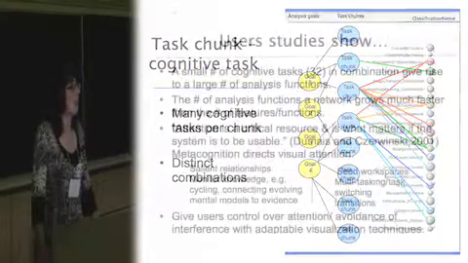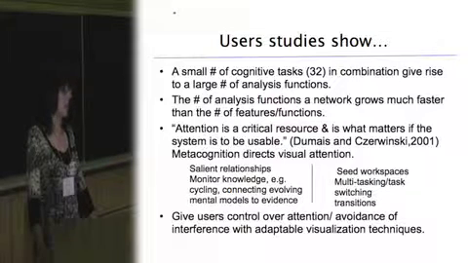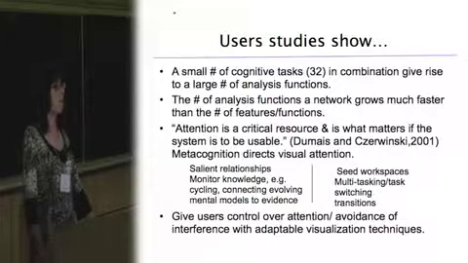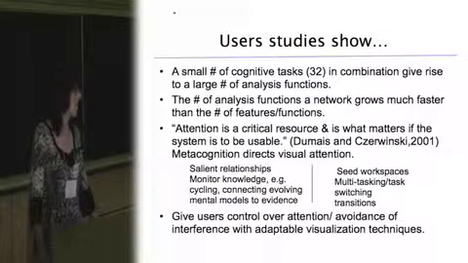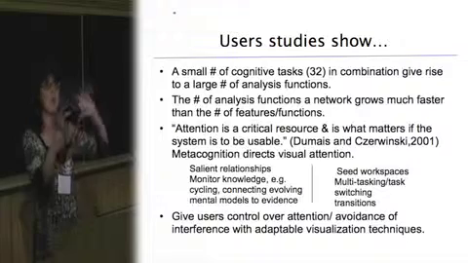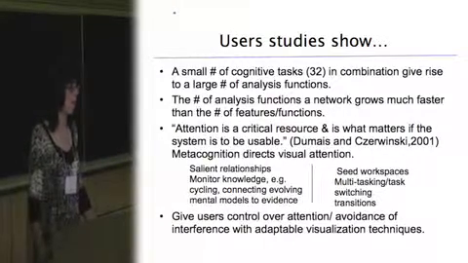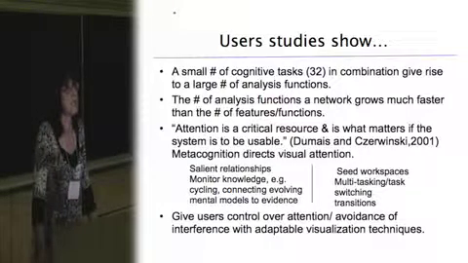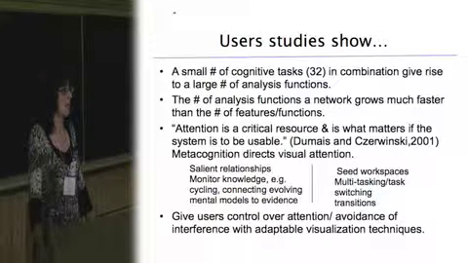So what our user studies show is that a small number of cognitive tasks in combination give rise to a large number of analysis functions, and the number of analysis functions in a network grows much faster than the number of features and functions. Attention is a critical resource for this, because how do you make sense and give order to this kind of chaos? You really pay attention to where those data are that you're looking for and the kind of interactivity that you need for them. And what I'm arguing then is that we need to give users control over attention and avoidance of interference by providing very adaptable visualization techniques.